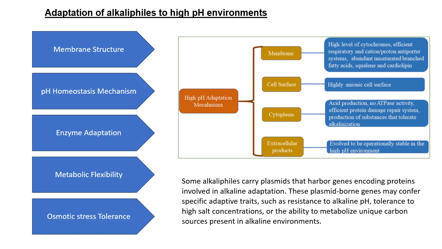Okay, and last is about osmotic stress tolerance. So alkaliphiles may encounter osmotic stress in alkaline environments due to the presence of high concentrations of salts or solutes. So to cope with such kind of stress, alkaliphiles may accumulate compatible solutes and osmoprotectants, such as glycine betaine or proline, to maintain the cellular hydration and prevent the water loss.